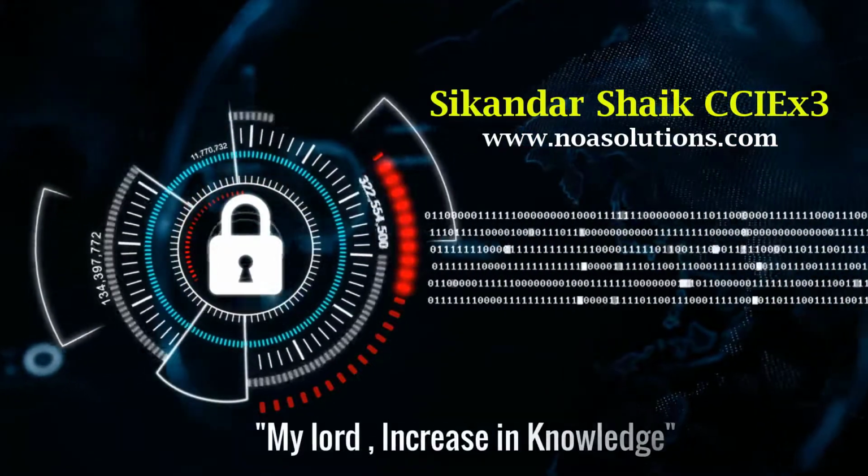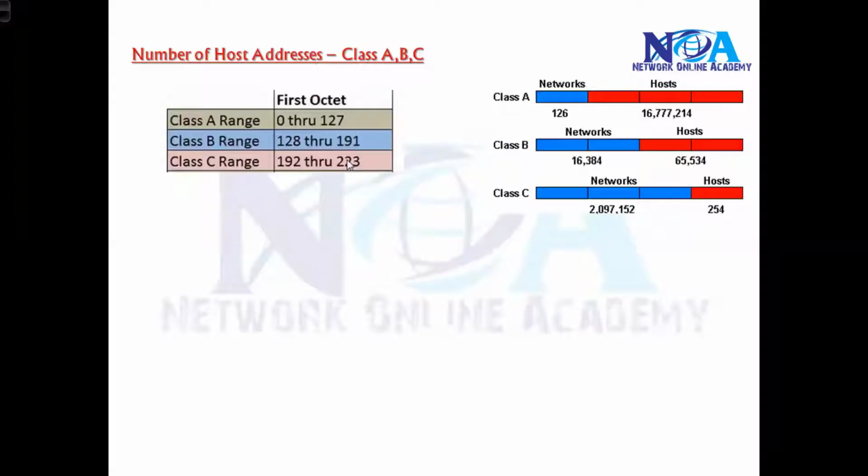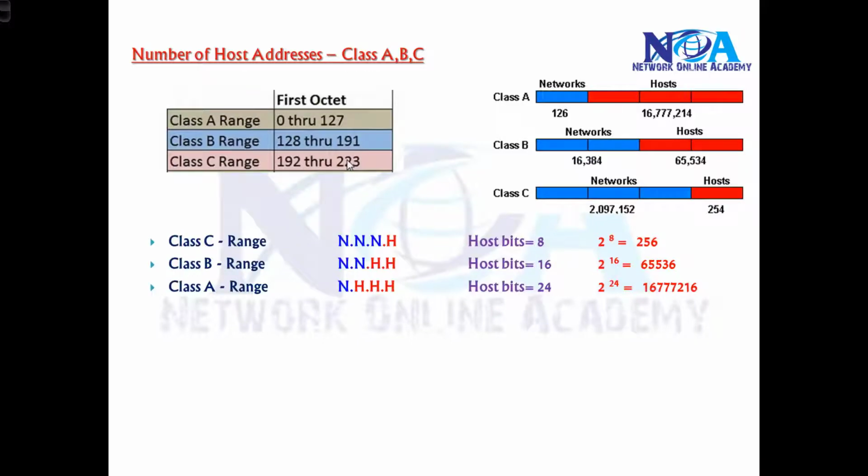رب زدني علما. So the main reason of giving this, if you try to see here, is different network and different portions so that we can get different network sizes. Now why they divided classes? Mainly they divided them into classes so that we can have a different range of networks.